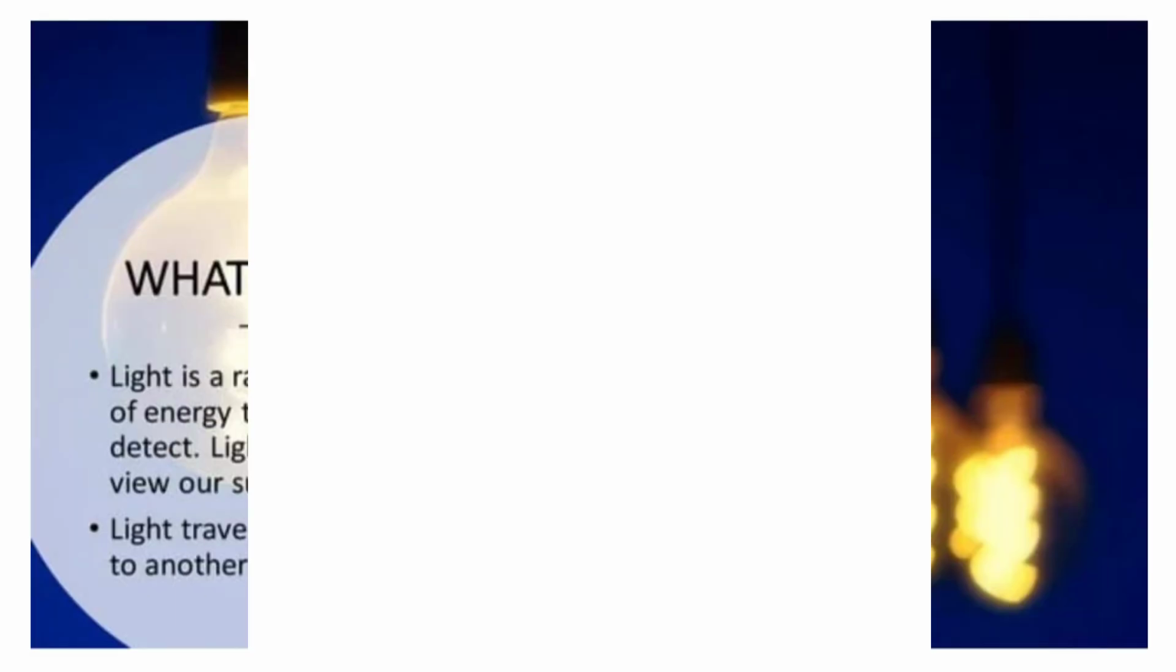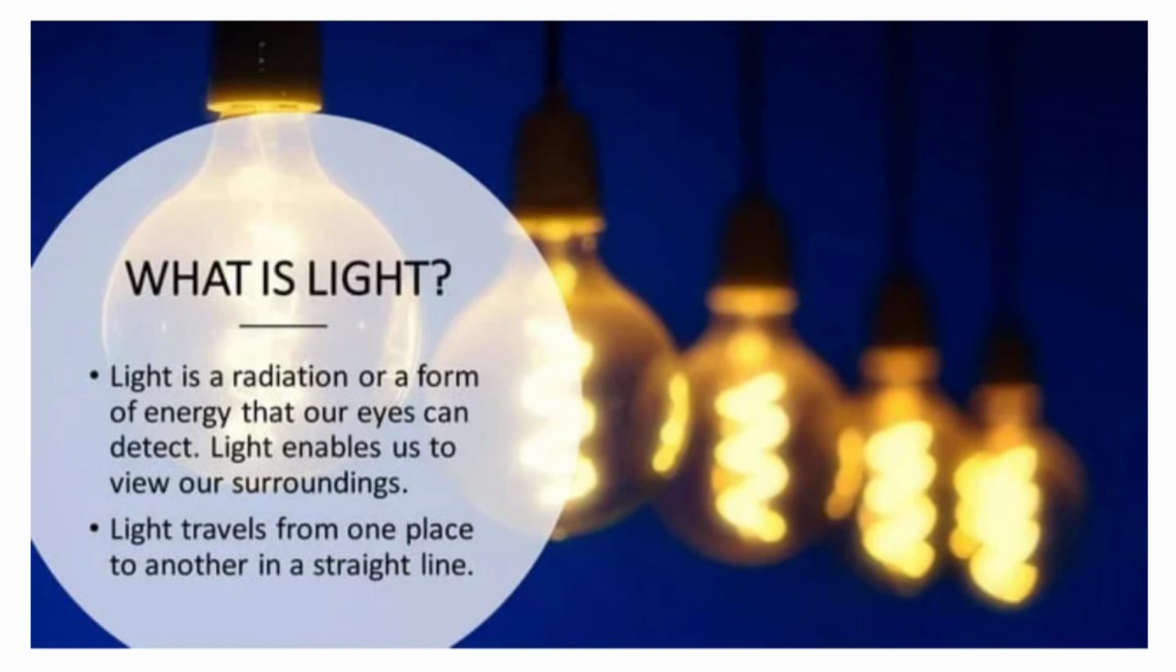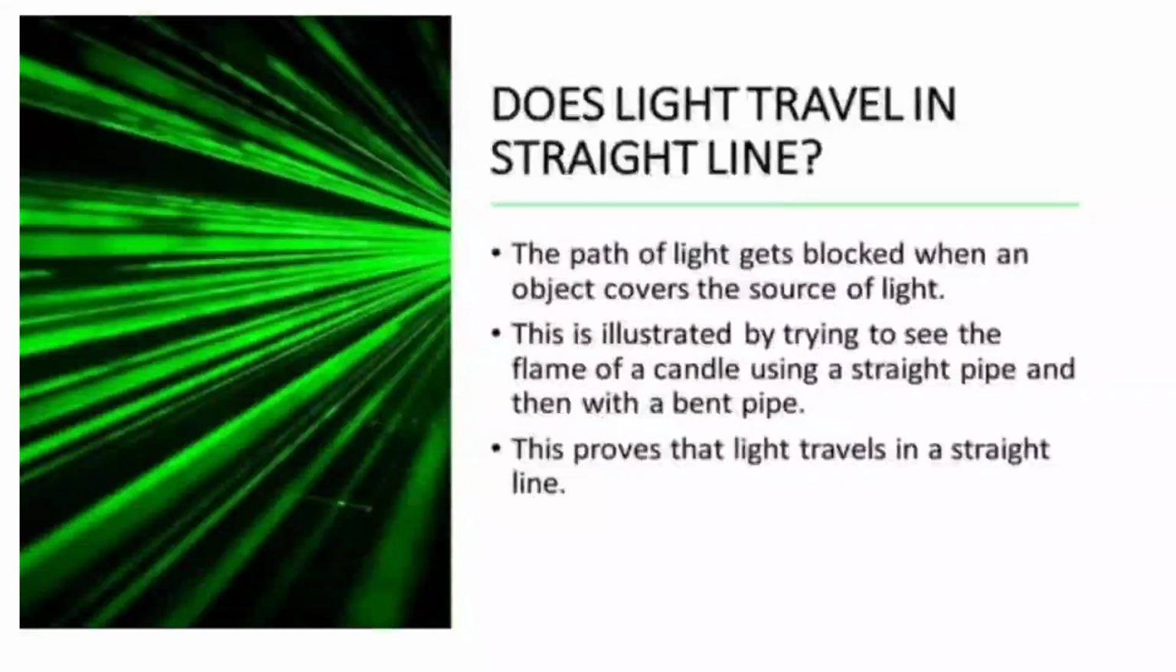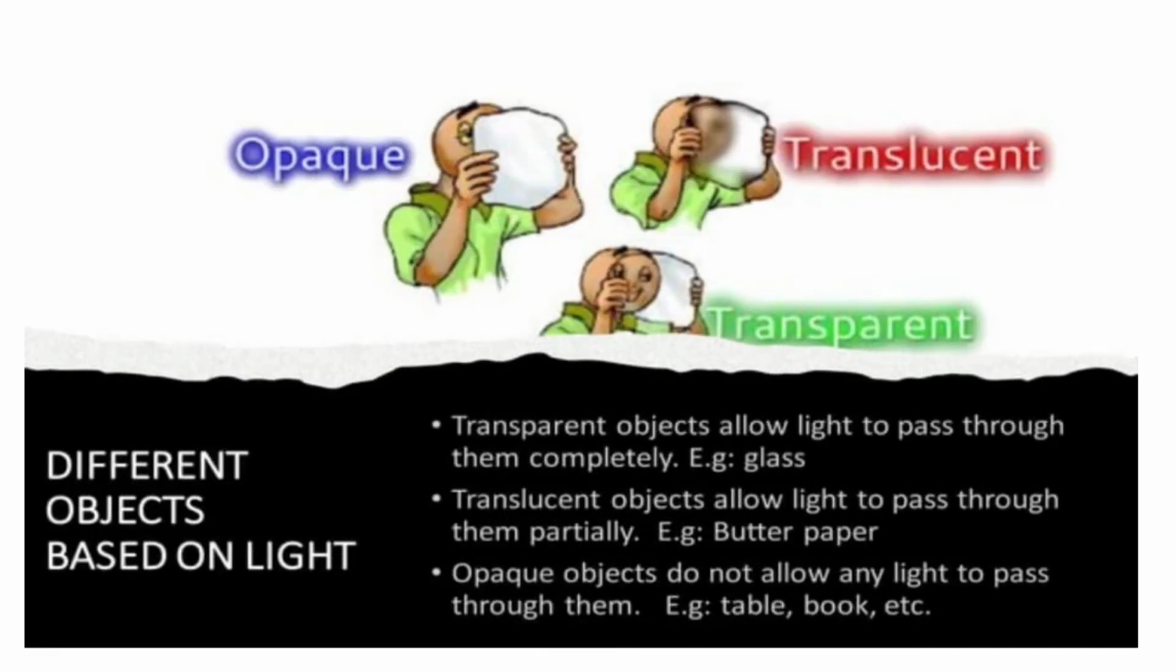What is light? Light is a radiation or a form of energy that our eyes can detect. Light enables us to view our surroundings. Light travels from one place to another in a straight line. This can be observed by seeing a flame of a candle using a straight pipe and then with a bent pipe. Now there are three types of objects depending upon the factor of the amount of light passing through it.